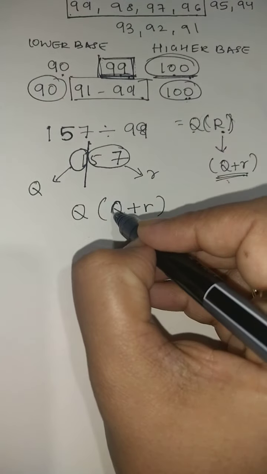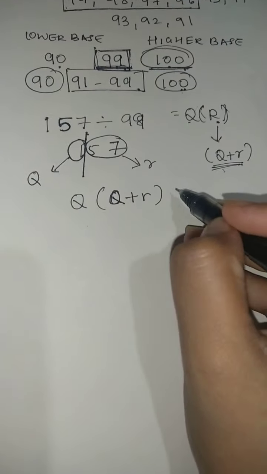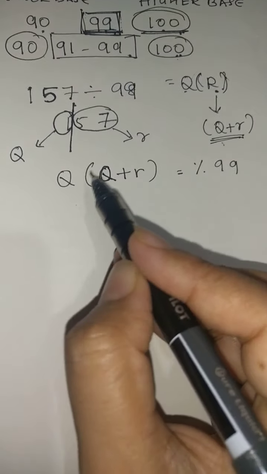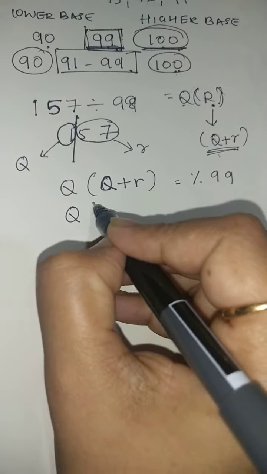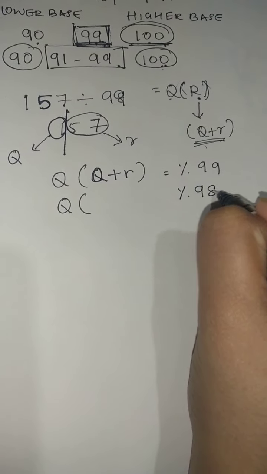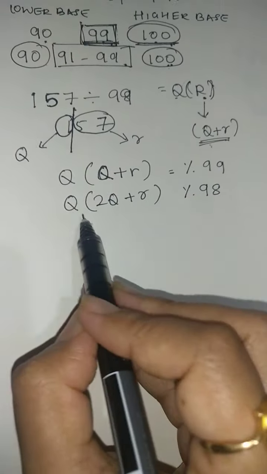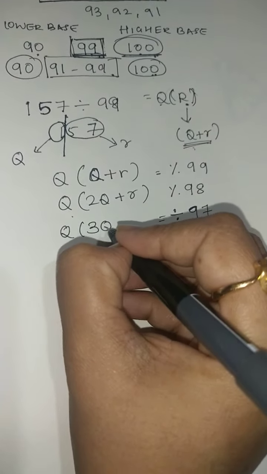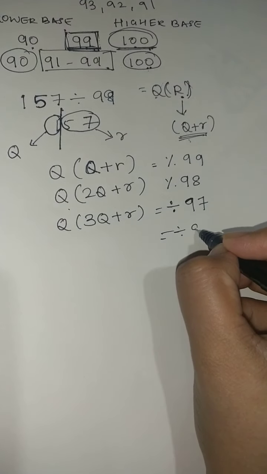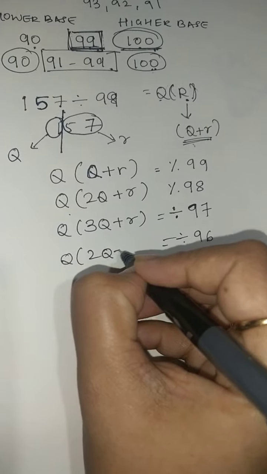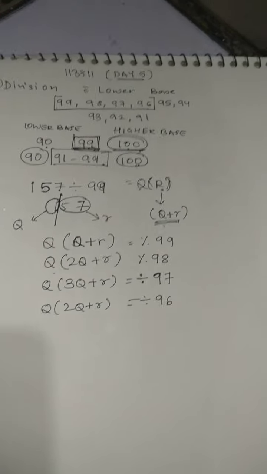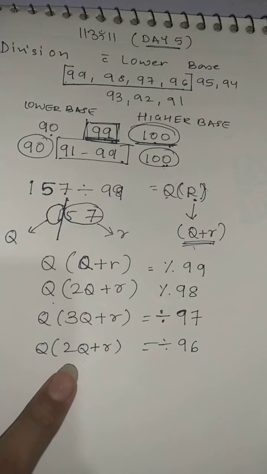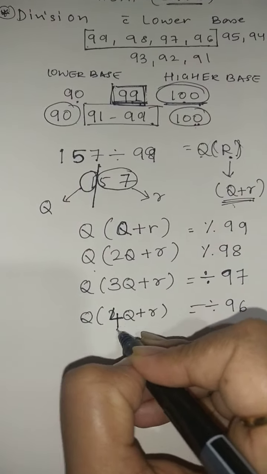Now can somebody tell me, when I have to divide by 99, I take this formula Q plus R. When I have to divide with 98, I take 2Q plus R. Similarly, when I have to divide with 97, I take 3Q plus R. And when I have to divide with 96, I take 4Q plus R. Now can somebody tell me why 99 has 1Q, 98 has 2Q, 97 has 3Q, and 96 has 4Q?